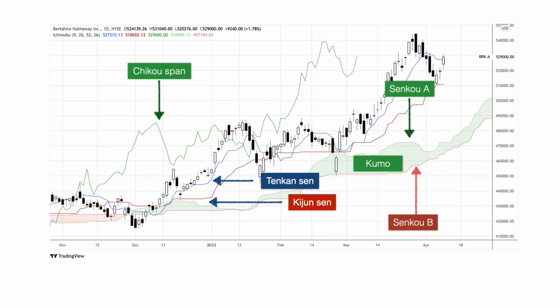This chart shows all the elements of Ichimoku Kinko Hyo. You have the TENKAN Sen, the short-term support line, the KIJUN Sen, the medium-term support line. You have the CHIKOU span, the SENKOU A, and the SENKOU B line. And then you have the KUMO.